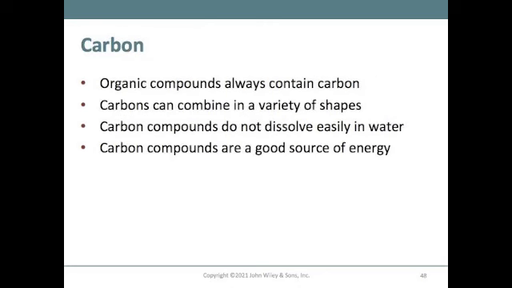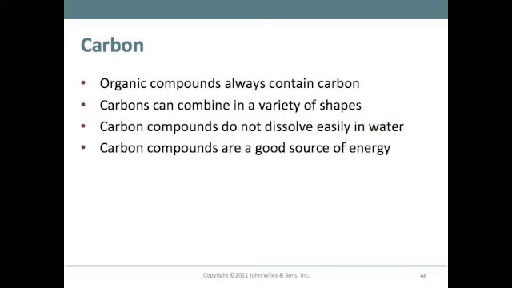So moving on to the next slide, many organic molecules are relatively large and have unique characteristics that allow them to carry out complex functions. And important categories of organic compounds include carbohydrates, lipids, proteins, nucleic acid, and adenosine triphosphate.